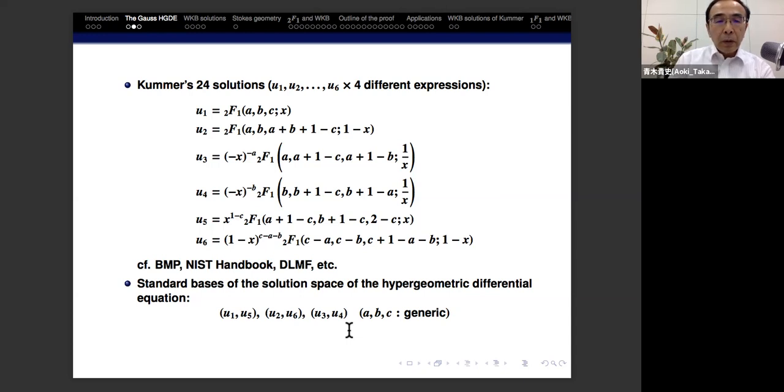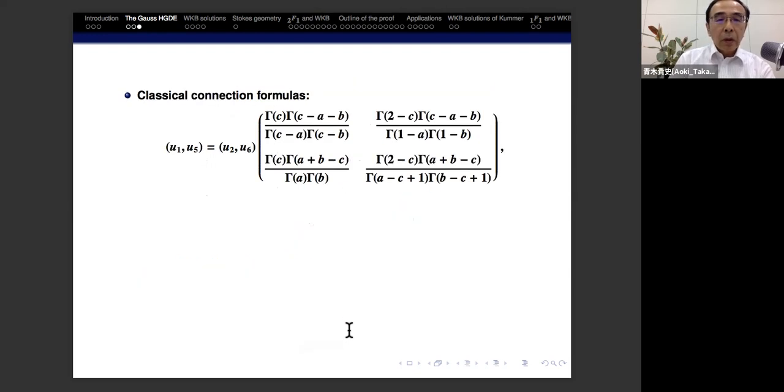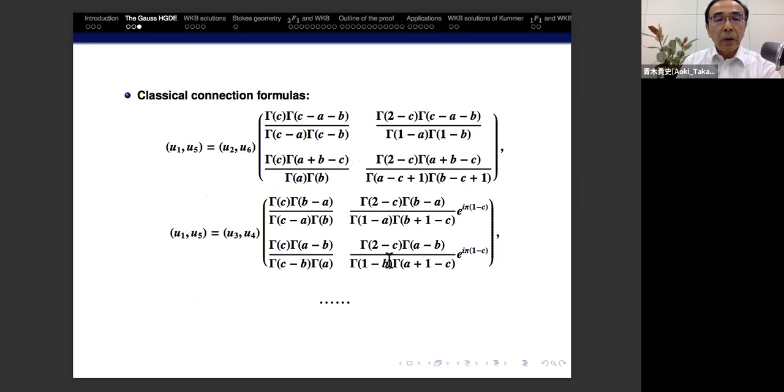And also you can find in those formula handbooks the classical connection formulas. For example, U1, U5 is written in terms of U2, U6 with coefficients given by gamma functions. So classically, we know very well about the hypergeometric function.